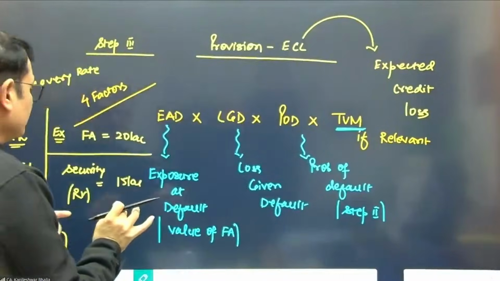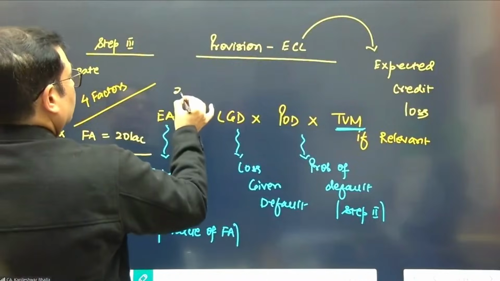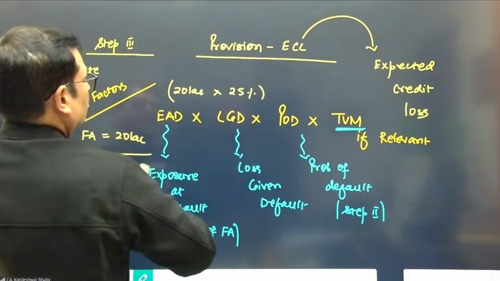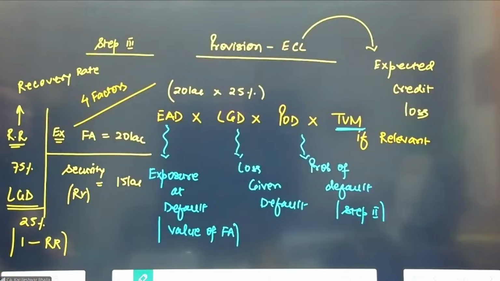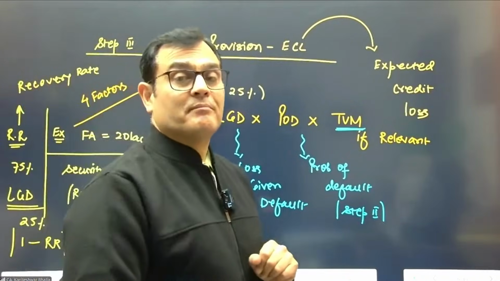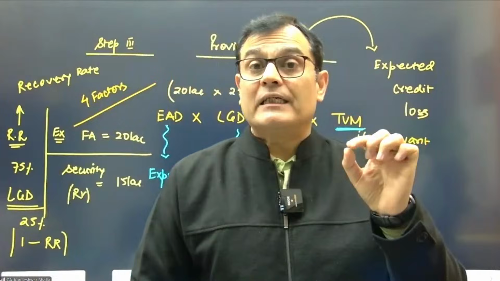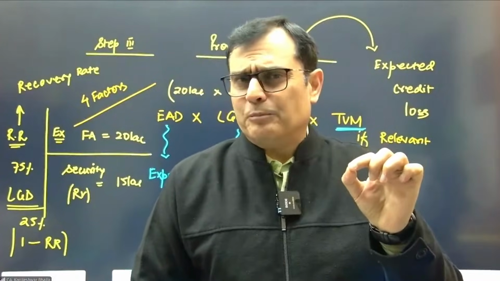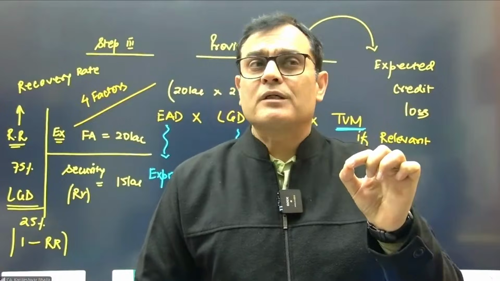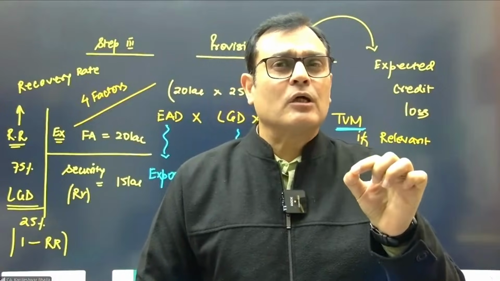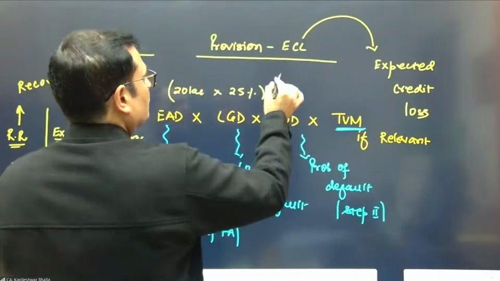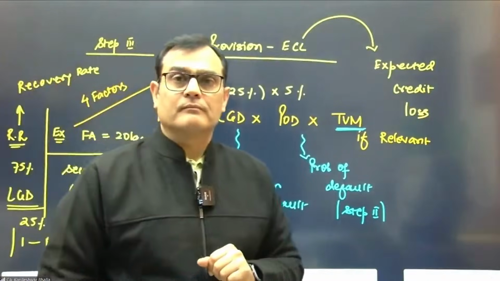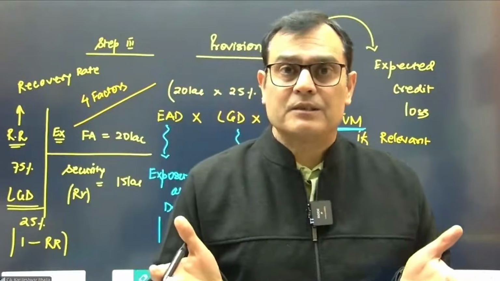In this particular case, the exposure at default is 20 lakh, and my LGD is 25%. This is the maximum loss which can occur, because 25% of this money may not be recovered, but I'm not going to create a provision of 5 lakh. I need to see the probability that this money is not collected. Let's say based on step number 2, you calculated that there is a 5% probability of not getting this money. There is a 95% chance of getting this money.